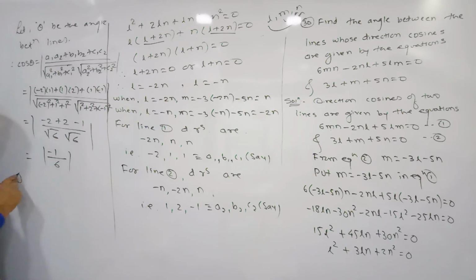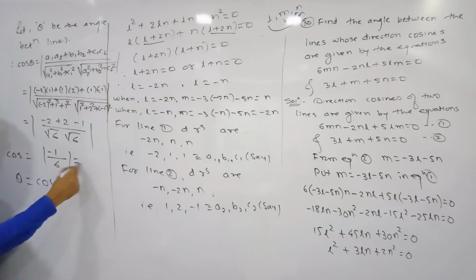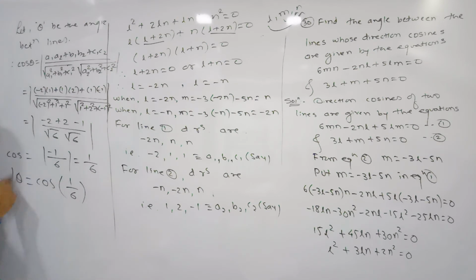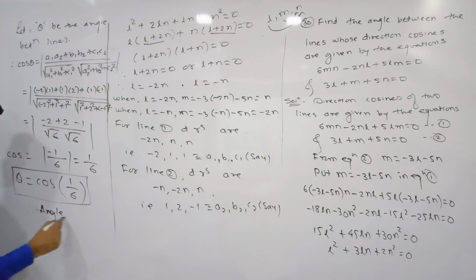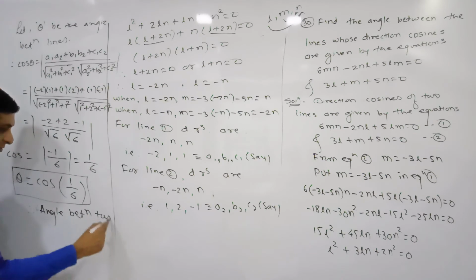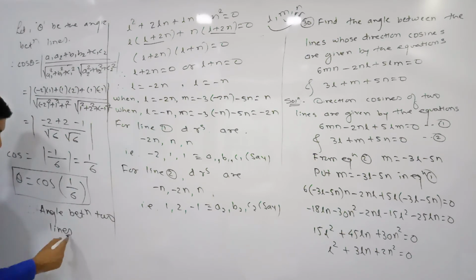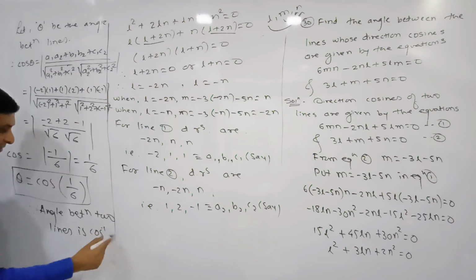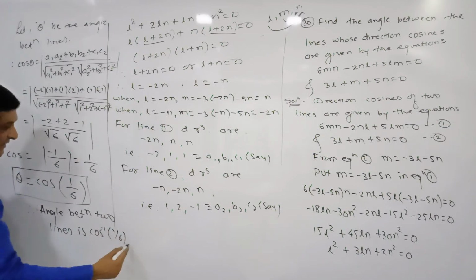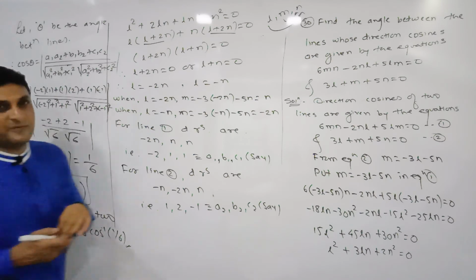Here plus 2 minus 2 will get cancelled, minus 1, and root 6 into root 6 is 6. So this implies that theta is equal to cos inverse of, this is the value of what? Cos theta. So theta is cos inverse of the mod of minus 1 by 6, which is 1 by 6. So cos inverse of 1 by 6 will be the value of theta, and theta is nothing but the angle between the two lines. Therefore, the required angle between the two lines is cos inverse of 1 by 6. In this way we have got the required value.